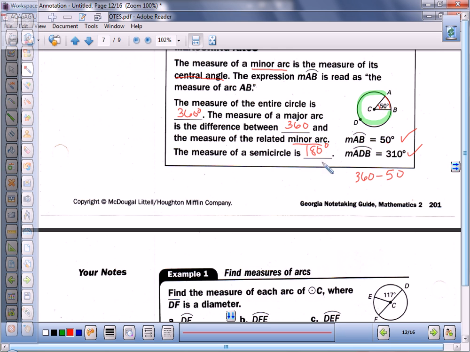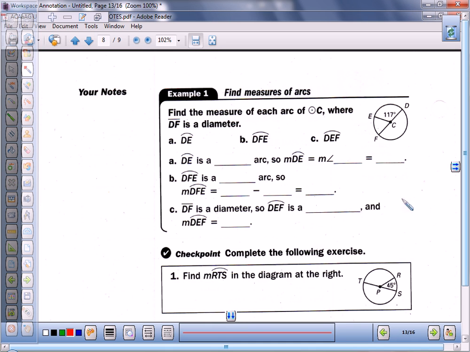So here we have the measure of DE. Well, here's my angle. So DE is going to be a minor arc. And it's equal to the measure of that central angle I just showed you, ECD. And that angle is 117 degrees. Now, DFE is this big arc right here. So this major arc. So we're going to do 360 minus that minor. And that tells us that this angle is 243 degrees. Now DF is a diameter, so arc DEF is a semicircle. And its measure is 180 degrees.